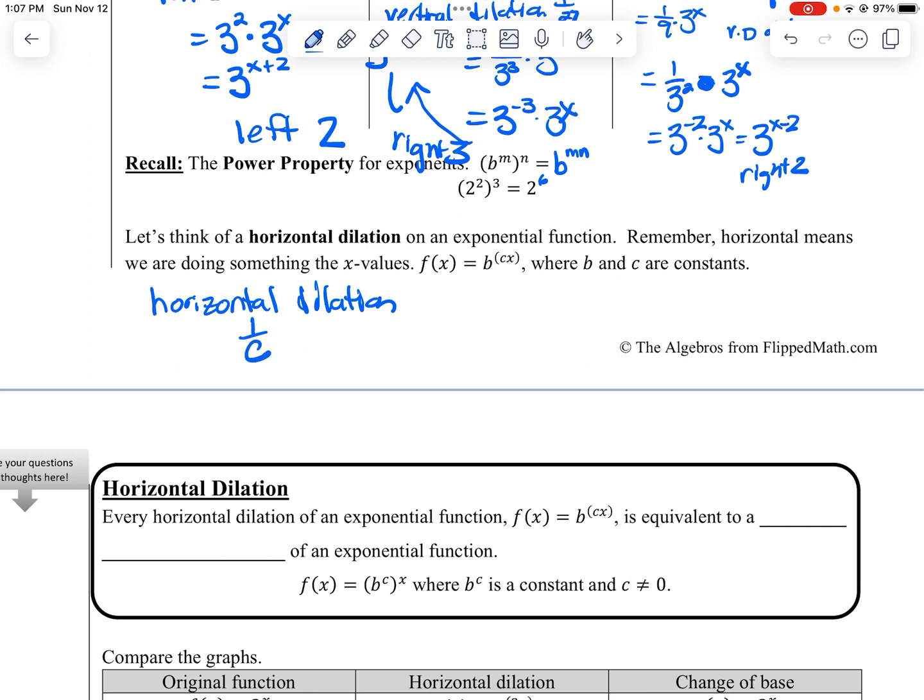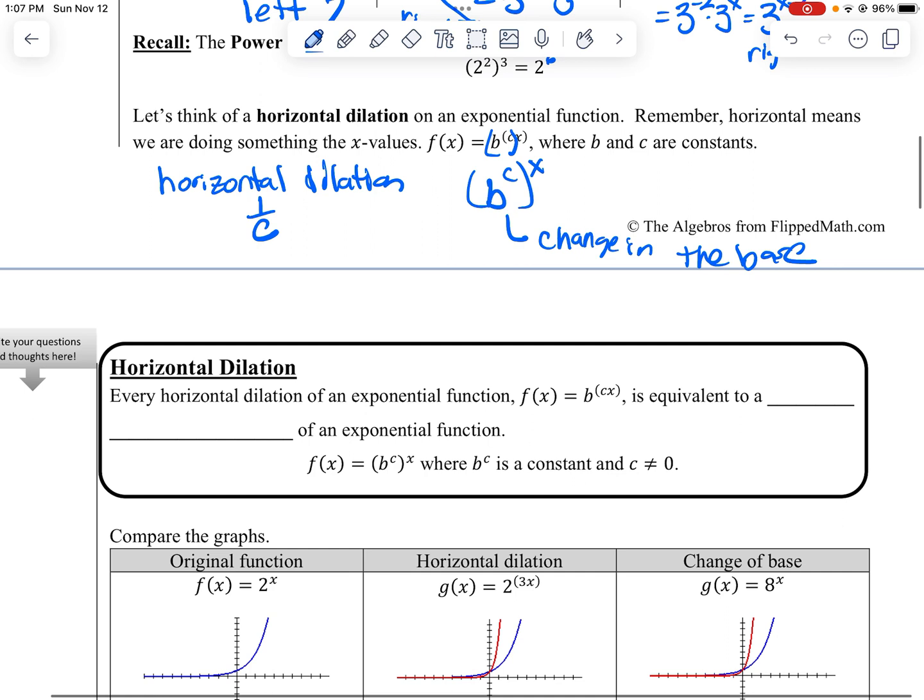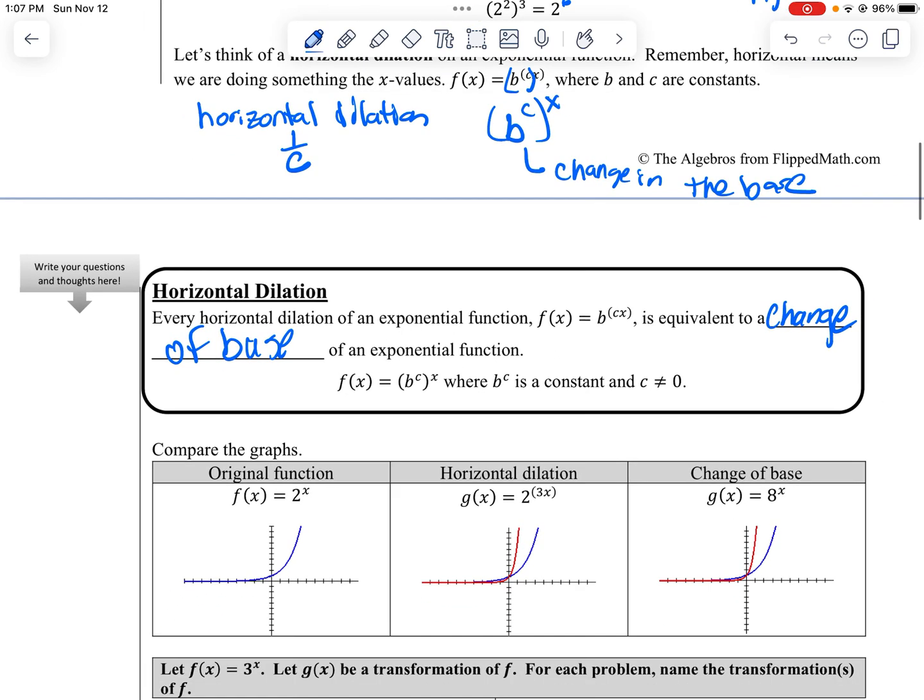Or again, we could separate this out, right? Because this could be b to the c. So it's going to change our base here. So if I had b to the c to the x, that's a change in the base. So another way of looking at that: horizontal dilations. B to the cx is equivalent to a change of base of an exponential function, where b to the c is a constant, not equal to 0.